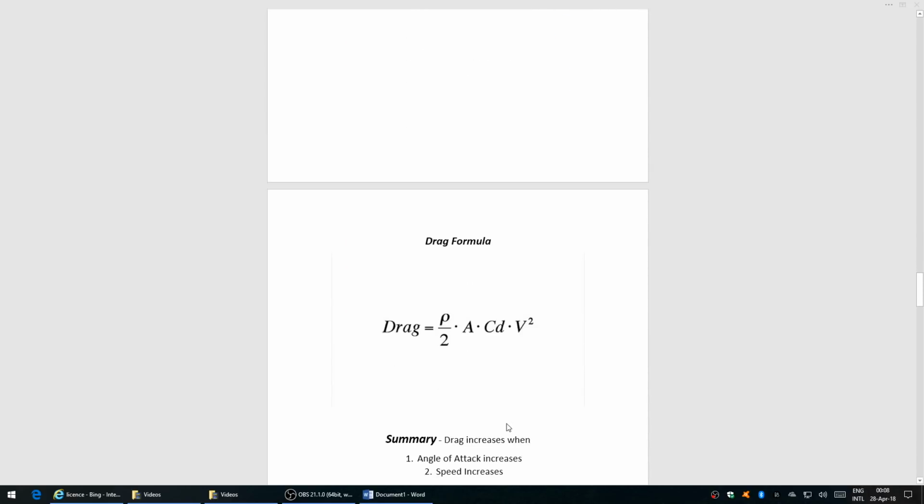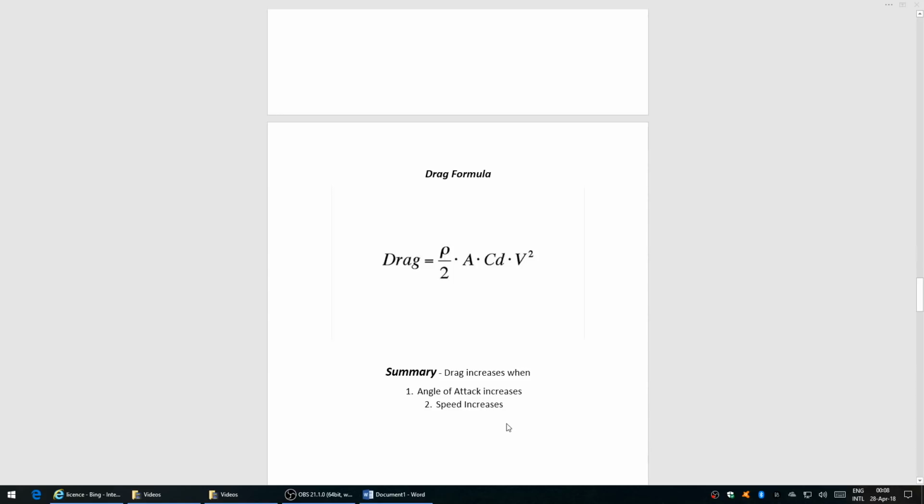Looking at the drag formula, it is effectively exactly the same thing. Drag is a half rho times the surface area of the wing times the coefficient of drag, which is again angle of attack and wing shape, and velocity squared. So again, all we are concerned with is what we can control as a pilot. We can increase the drag when the angle of attack increases or when the speed increases. These are the only two elements that we have control over as a pilot.